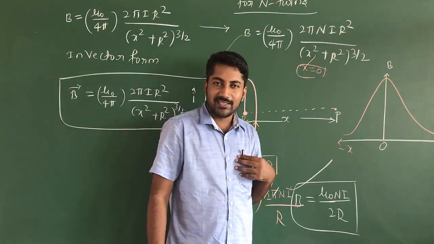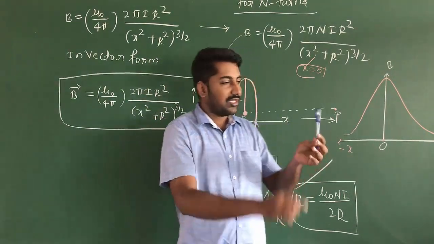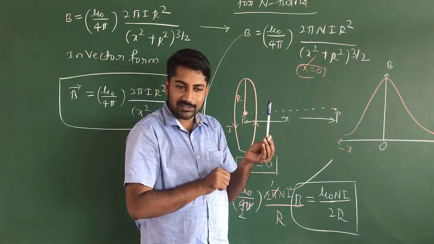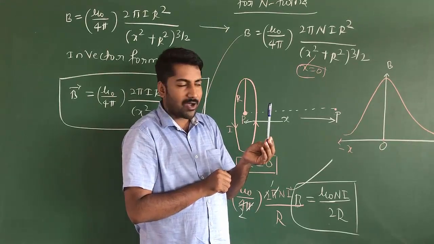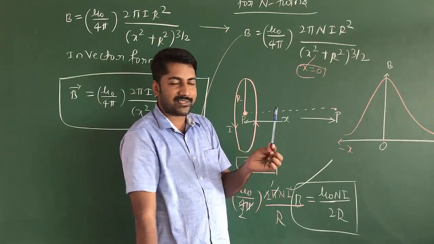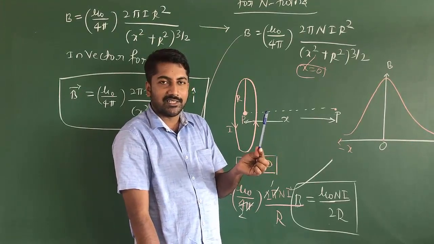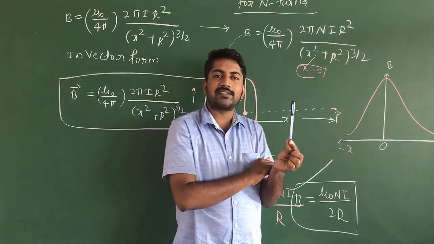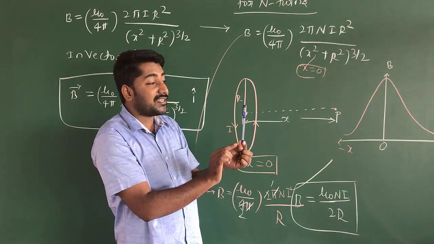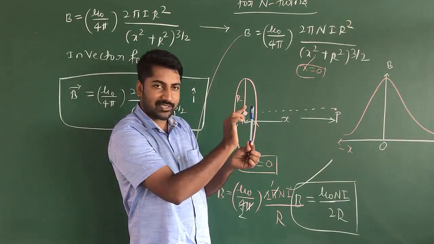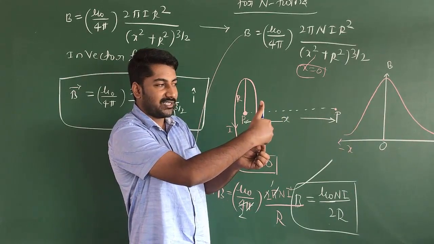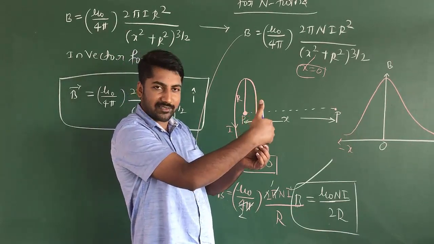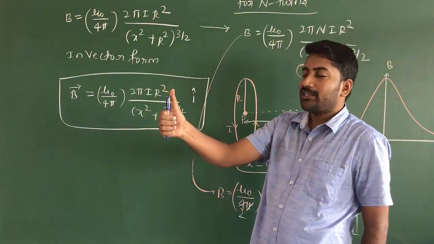In this class, now I discuss the right hand thumb rule. When the current is flowing in this wire, the magnetic field is produced around this wire. The right hand thumb rule states that the current carrying wire, or the current carrying conductor, is enclosed by the palm of the right hand.